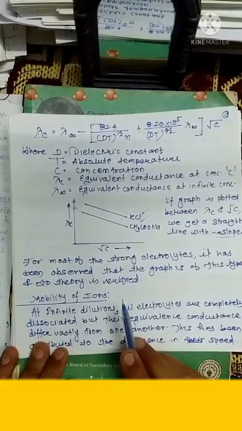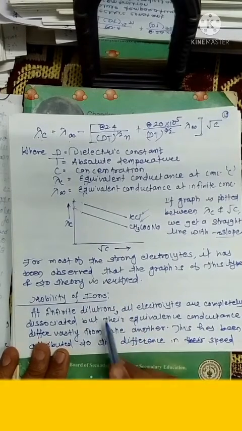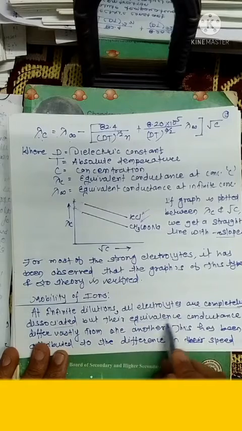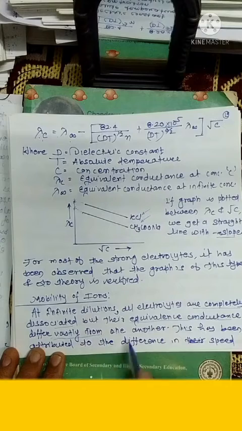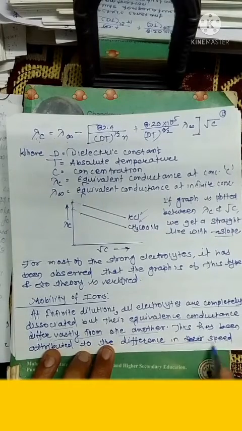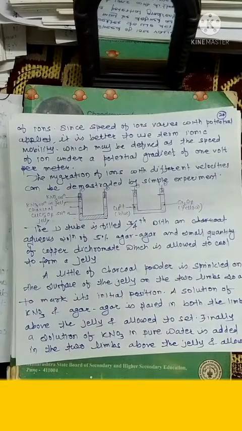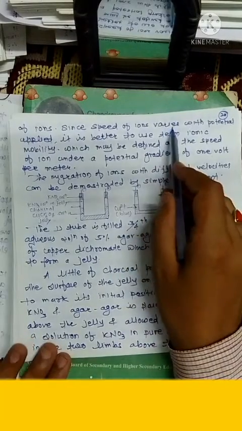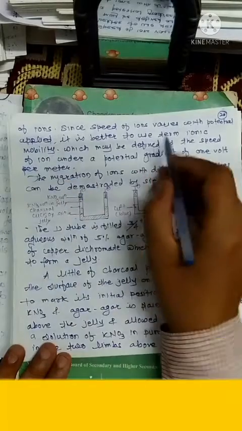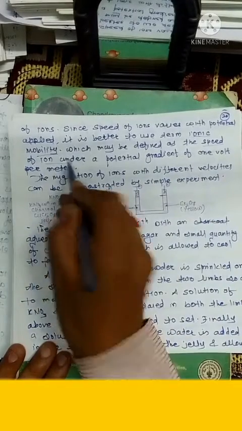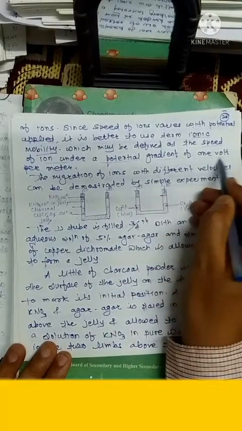Now we are going to see the topic of mobility of ions. At infinite dilution, all electrolytes are completely dissociated, but their equivalent conductance differs vastly from one another. This is because of the difference in the speed of ions. Different ions have different speeds, and that's why they have different equivalent conductance. Since the speed of ions varies with the potential applied, it is better to use the term ionic mobility, which may be defined as the speed of an ion under the potential gradient of 1 volt per meter.